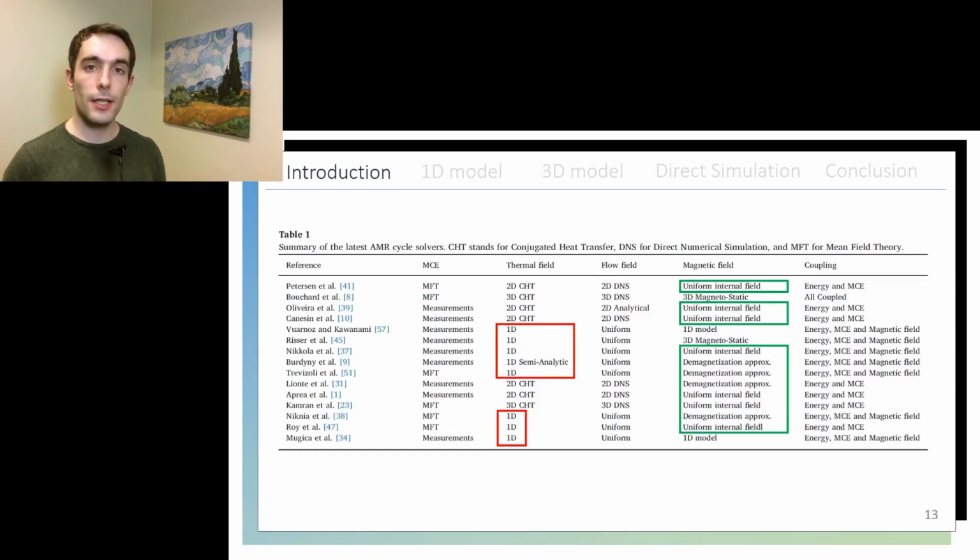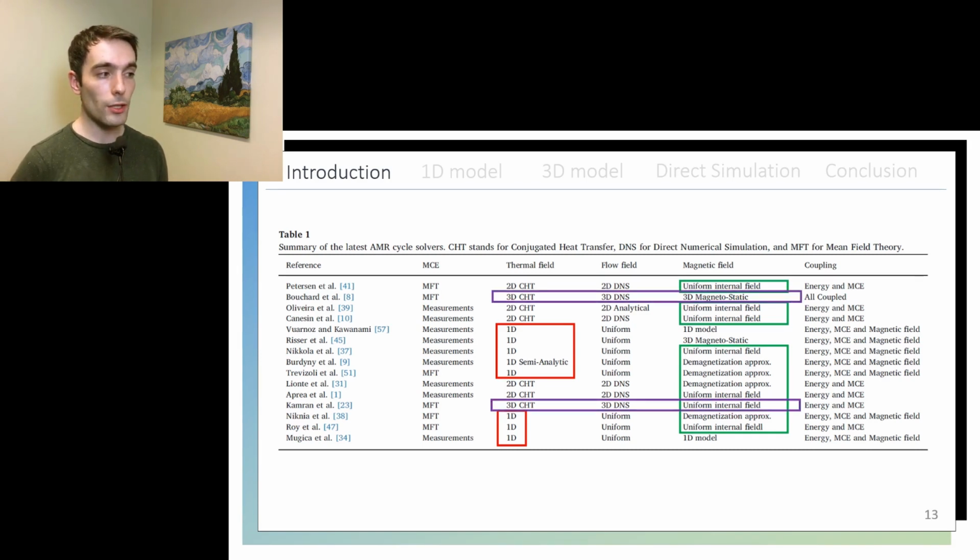On this slide, you can see a summary of the latest numerical models for magnetic regenerators, and you can see there is a good mixture between the cases where they chose the mean field theory and measurements to represent the magnetization for the calculus of the magnetocaloric effect, and well, half of them are one-dimensional models, and most of them chose not to solve the magnetic field that the regenerator would perceive. They chose to apply a uniform internal magnetic field or to approximate the magnetizing field.